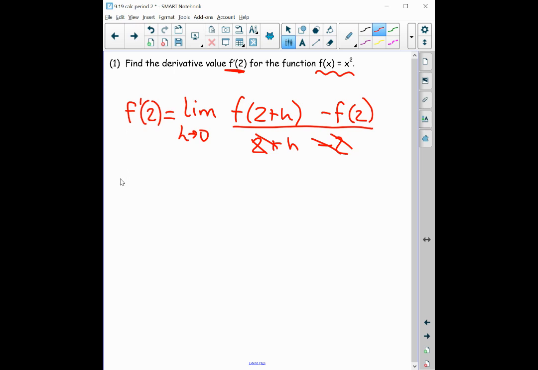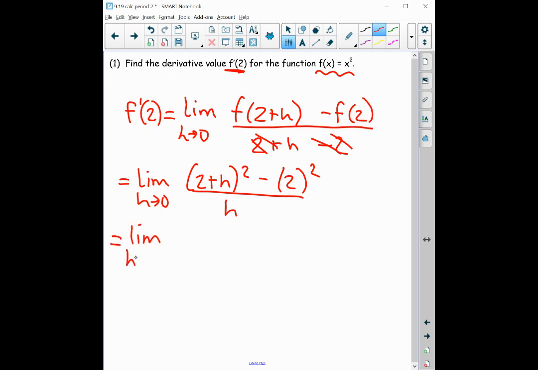Now, to evaluate this, I'm still going to carry my limit because I'm not actually taking a limit until the very end. And I'm going to plug 2 plus h into my function. I'm going to plug 2 into my function and I subtract it, and then that's all over h. So if I take it another step, I'm going to go ahead and distribute that 2 plus h out. Please don't tell me it's 4 plus h squared. It's definitely 4 plus 4h plus h squared minus 4 all over h.